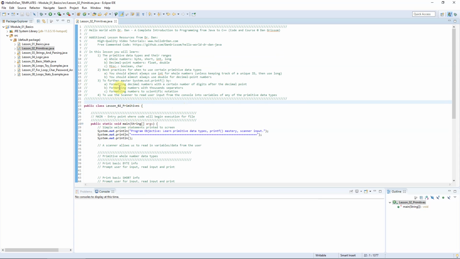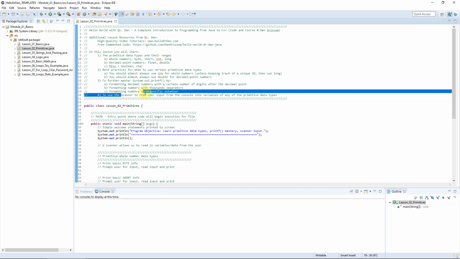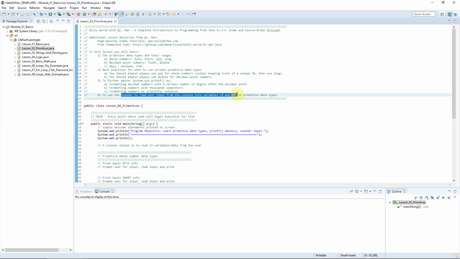Okay, so a few of the things we're going to cover in this lesson, we're going to cover a ton of fundamentals. I'm going to take my time going through this so you really understand these things well. First thing we're going to do that's going to be brand new is using the scanner. We're actually going to be able to read information from our user.